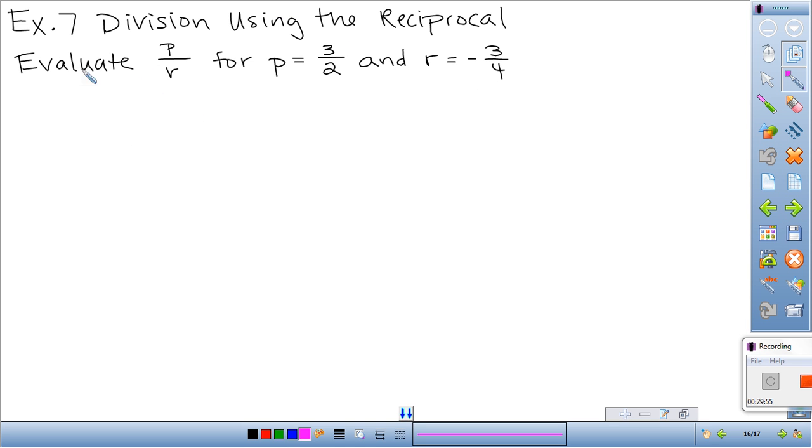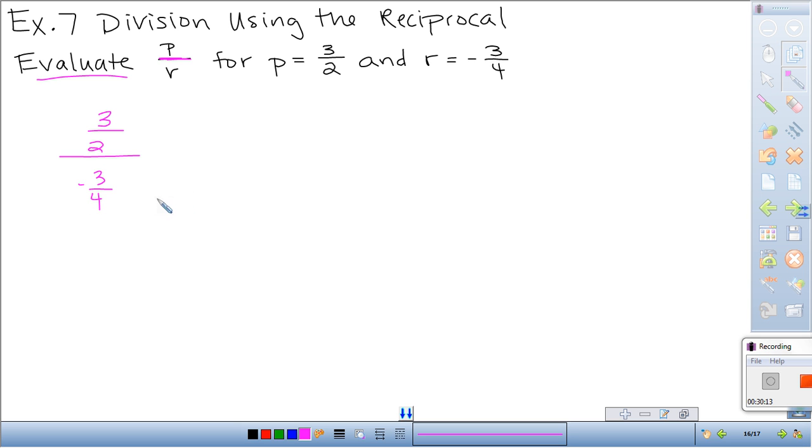Last example. Evaluate P divided by, remember this stands for divided by, P divided by R, for P equals 3/2 and R equals -3/4. So I'm going to start by substituting. P is 3/2 divided by R, which is -3/4. Whew. Now, a lot of people, when they look at this, they get real concerned. Some people would just give up and say, forget it. But it's really not that hard.